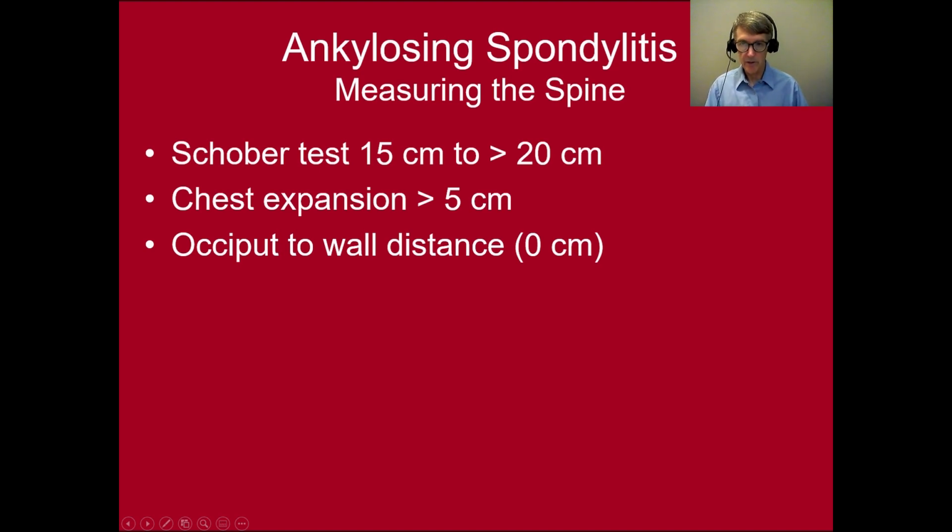it's a helpful measure. The other thing that I like, and it's not listed in textbooks, is what I call the occiput wall distance. Basically, I have the patient stand with their back to the wall, the heels to the wall, hips to the wall, and see how close they can get the back of their head or the occiput to the wall, and I measure that. That's limited in ankylosing spondylitis, and generally it's greater than 0. You can measure a distance.